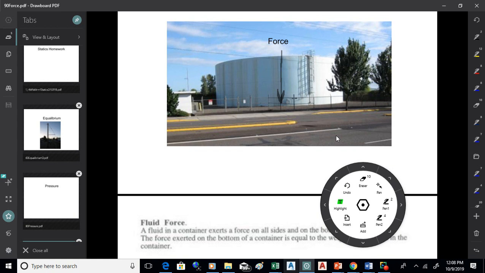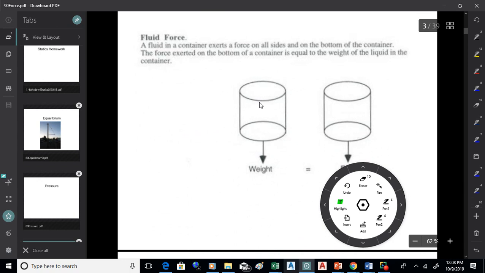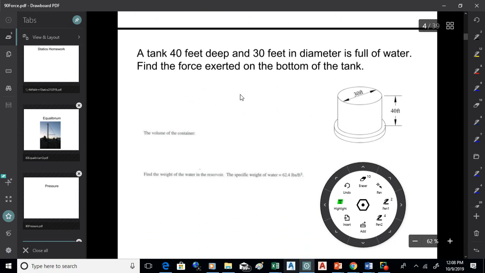Obviously, it pushes down on the footing underneath it. That pushes down on the soil, and all that stuff has to be engineered to be sure that the soil can handle all that force pushing down on it. So there are different ways to calculate force. If you're looking at fluid force, the quick way to do it is just find the weight of the water. That equals the force.